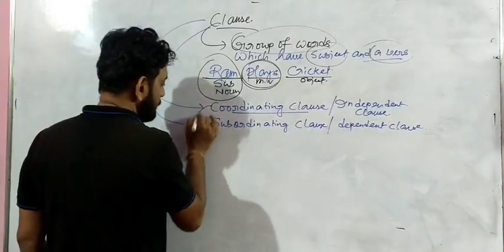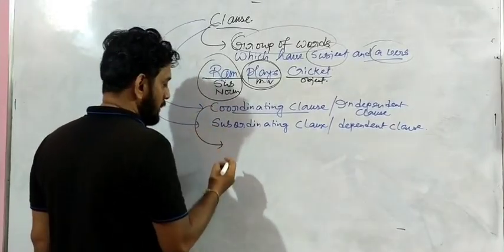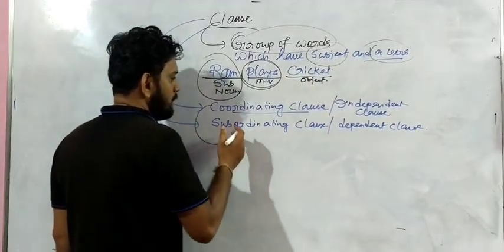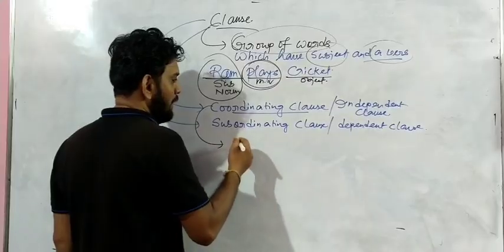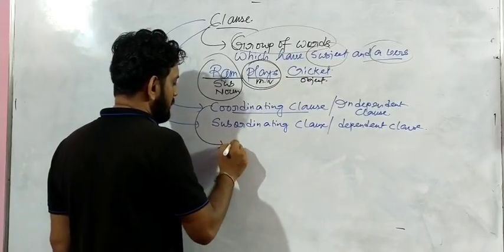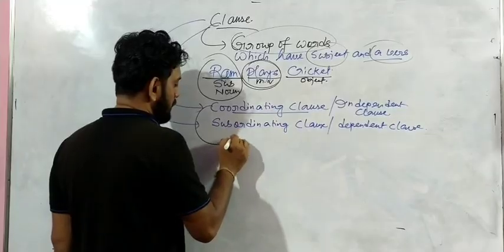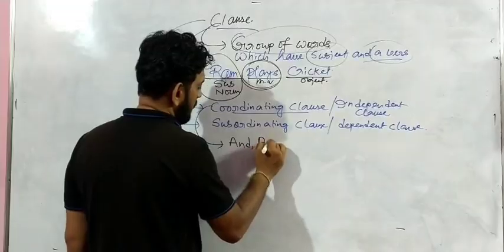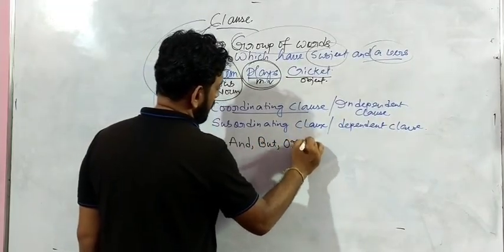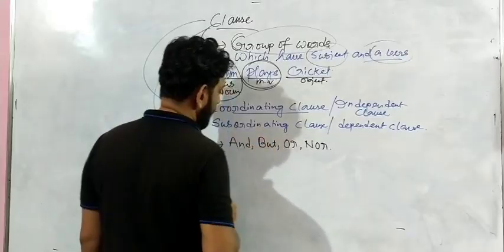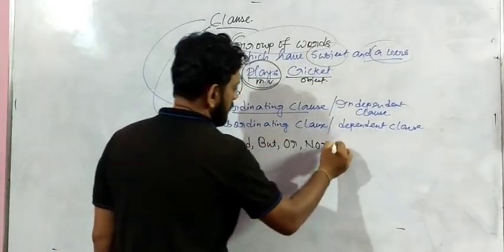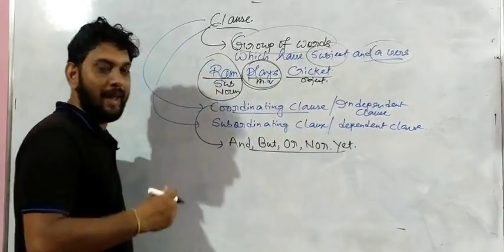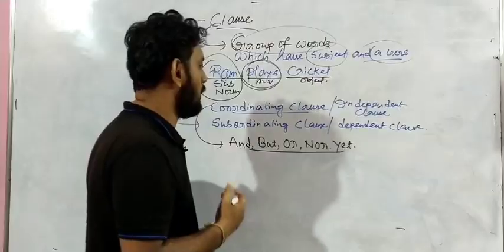What are the coordinating conjunctions? There are so many coordinating conjunctions, but I will write some of them. First one I can write, a very important conjunction, is and, okay, but, or, nor, okay, yet. All these are the coordinating conjunctions: and, but, or, nor, yet.